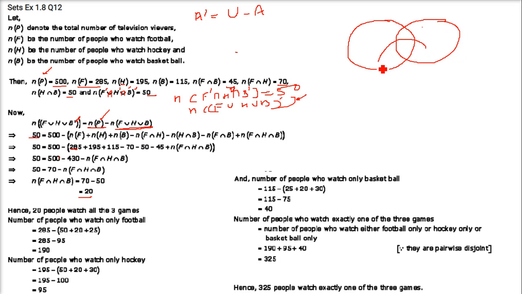So what we are trying to suggest here is, this is, say, football, this is basketball, and this is hockey. So N of F intersection H intersection B, that is how many watch all the three games, is coming as 20. That is the first part. Now, how to find the number of people who watch exactly football, only football? Those who watch only football is this one.